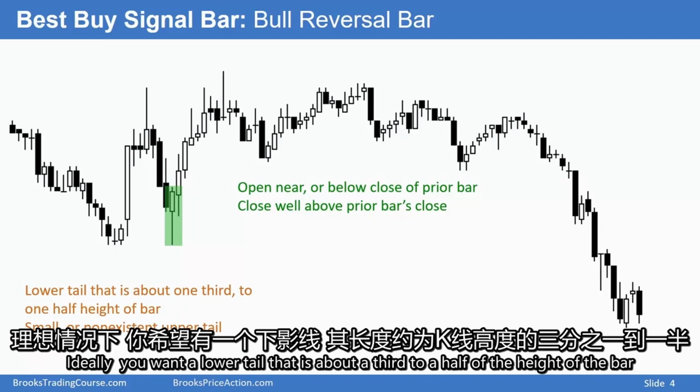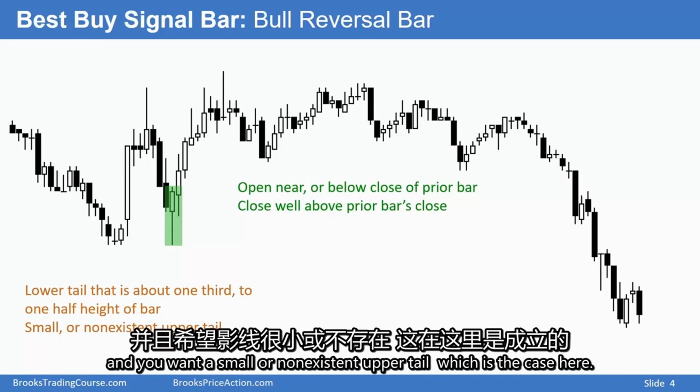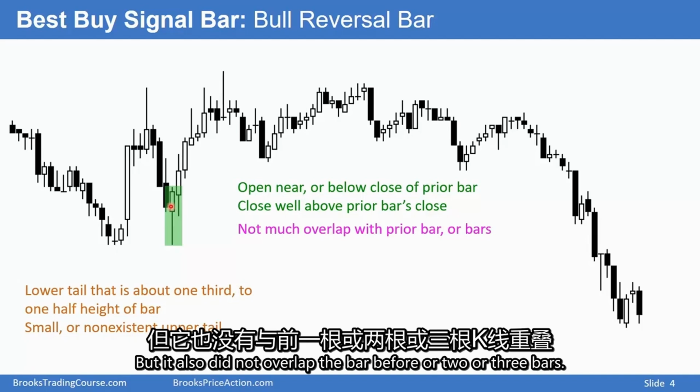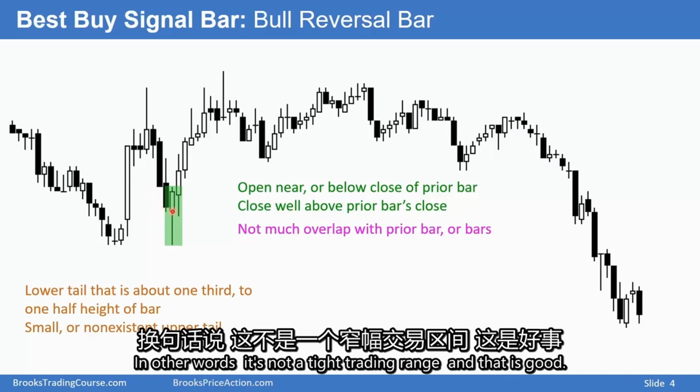Ideally, you want a lower tail that is about 1/3 to 1/2 of the height of the bar, and you want a small or non-existent upper tail, which is the case here. But it also did not overlap the bar before, or 2 or 3 bars. In other words, it's not a tight trading range, and that is good.